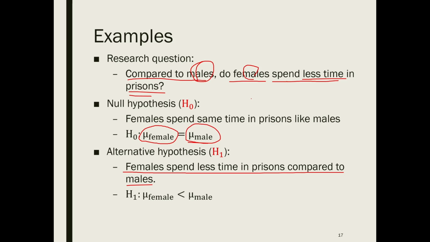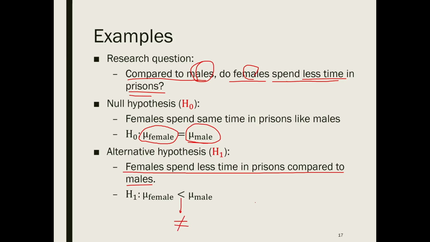It doesn't say males spend less time. It just says, is there a difference? In that scenario, the alternative hypothesis becomes a non-directional test, because you can go to the female spending less time than males, or you can go to the male spending less time than females. So it becomes a directional test. So if it's a non-directional test here, then you are going to use the not equal to.